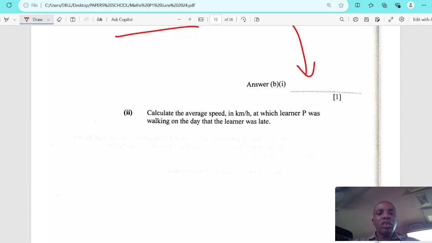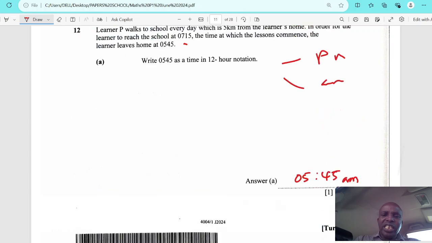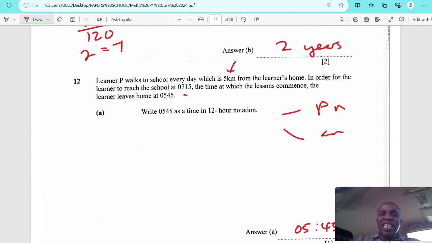Then item 2, calculate the average speed in kilometers per hour at which learner P was walking on the day that the learner was late. Average speed is equal to total distance traveled over total time taken. That's average speed for this whole journey. So in this case, you have to find the distance. What was the distance here? It's 5 kilometers. That's the distance.